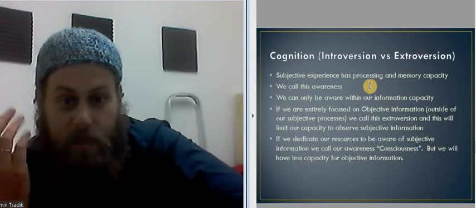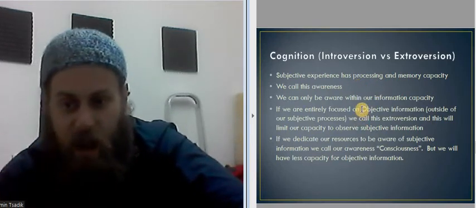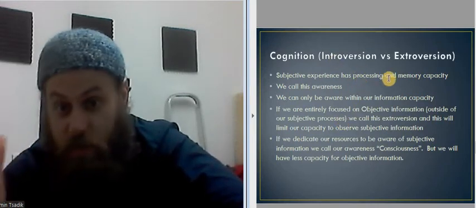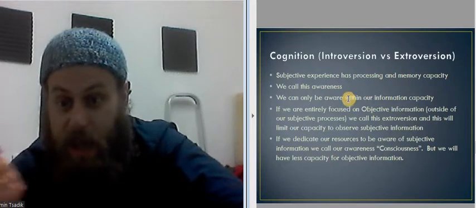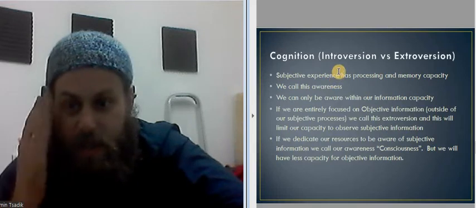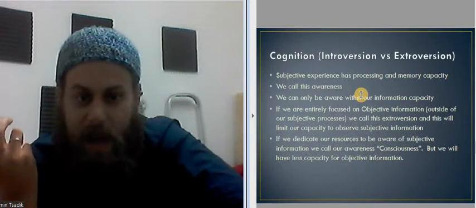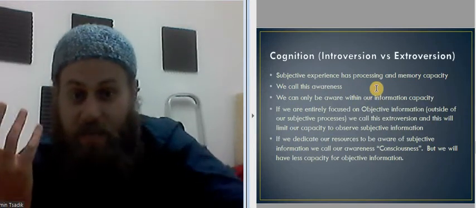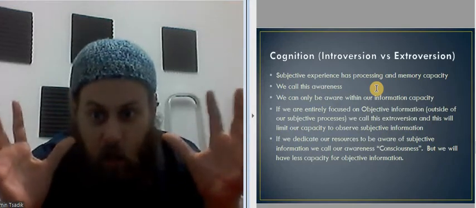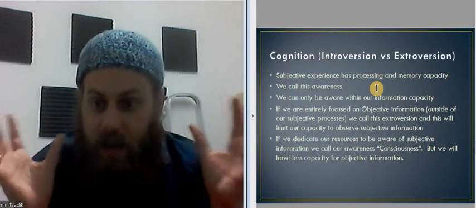Okay. Now let's get into cognition, because this is really the payoff here. Now that we understand all of this stuff, we can get into cognition. The first thing in cognition is introversion versus extroversion. What we have is our subjective information processor, which is us, our subject. The subjective experience has a memory capacity, a processing capacity and a memory capacity. Our observations have to fit into that capacity, okay? And we call this capacity awareness, okay?